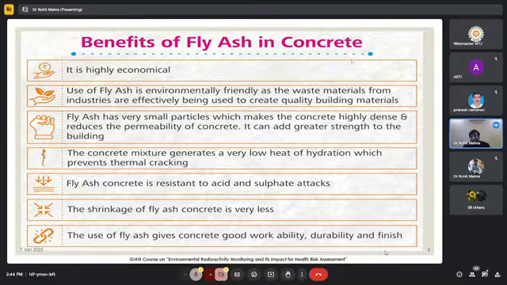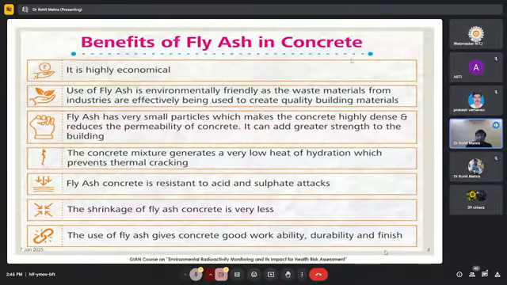It is also resistant to acidic and sulfate attacks. Then the shrinkage of fly ash concrete is very less, because permeability has already been taken care of, and now the shrinkage is not there. There are no pore spaces available in the concrete, so shrinkage reduces. So it also gives very good durability and strength to the cement.